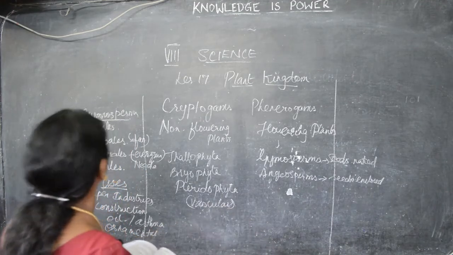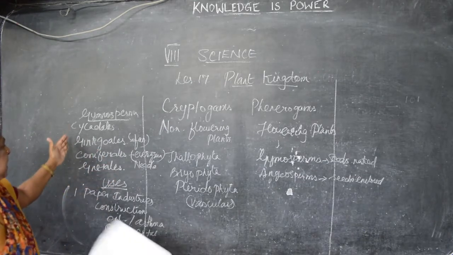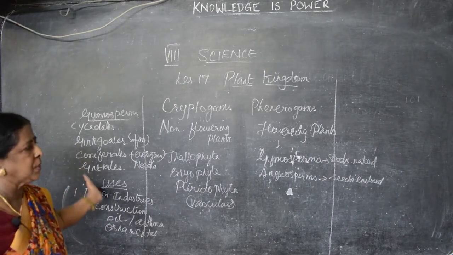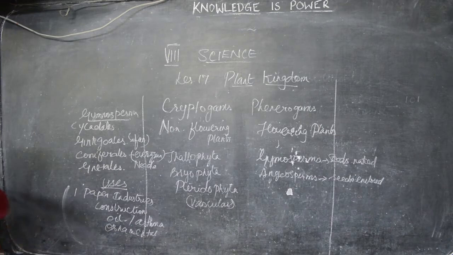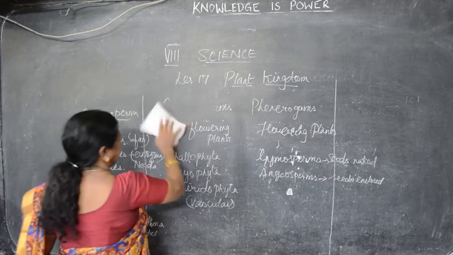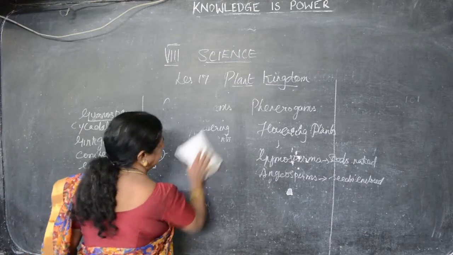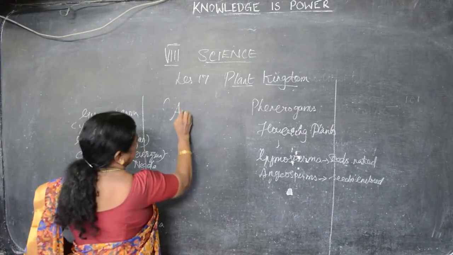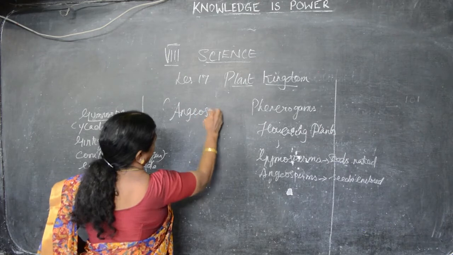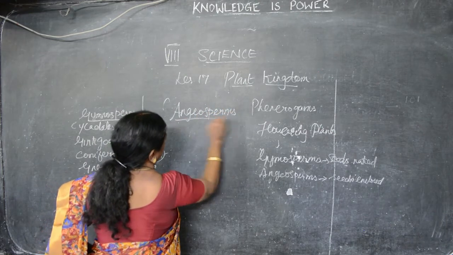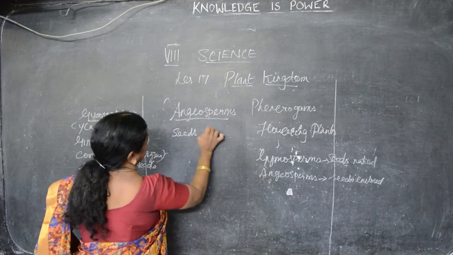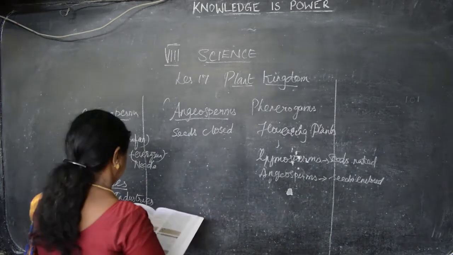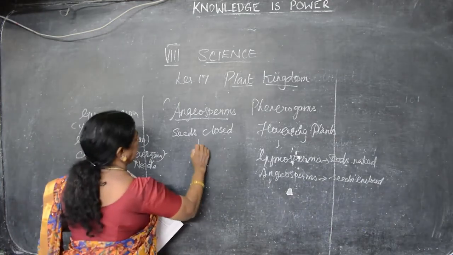Like gymnosperm, where we have seen Cycadales, Ginkgoales, Coniferales and Gnetales, four kinds, and their economic importance, the same way we have to see angiosperm. Here seeds are in closed condition. What are the subdivisions of that? Dicotyledon and monocotyledon.